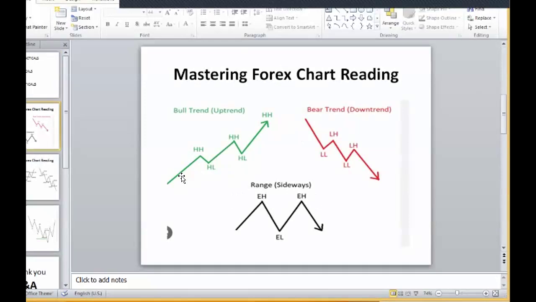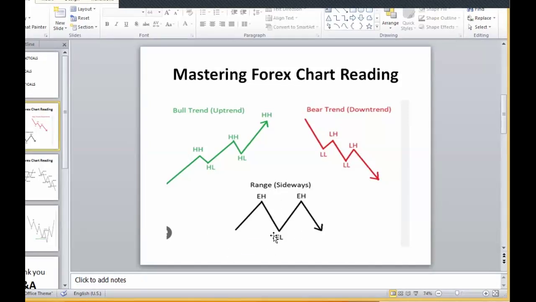It's either moving up, making higher highs, higher lows, higher highs, higher lows, and it continues like that. Or it's moving down, making lower lows, lower highs, lower lows, and it continues that way. Or the third option is it's moving sideways, where it doesn't really have a defined high or a defined low. It's just going in between, in a range.